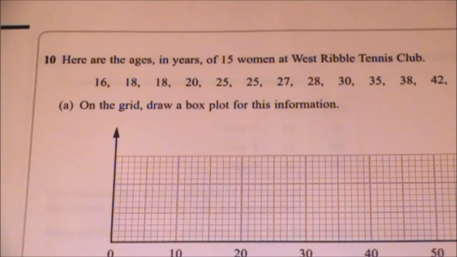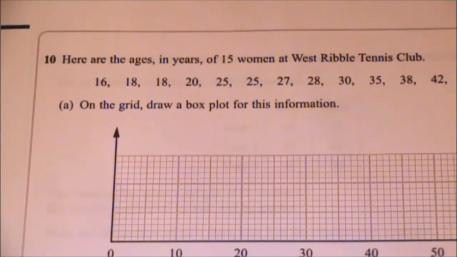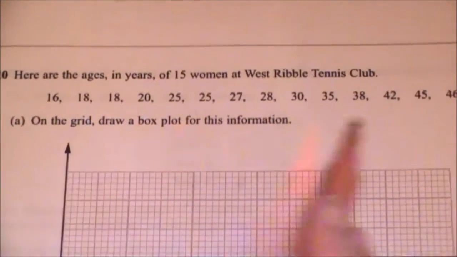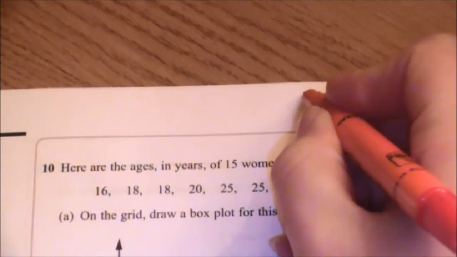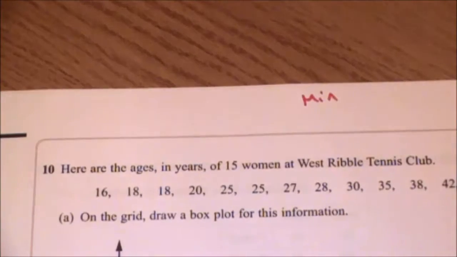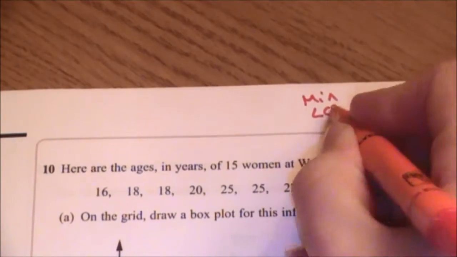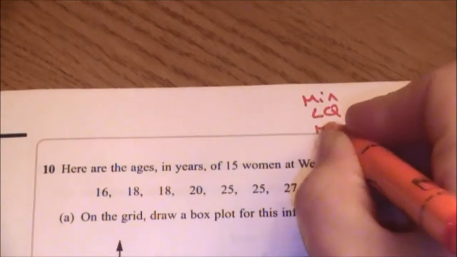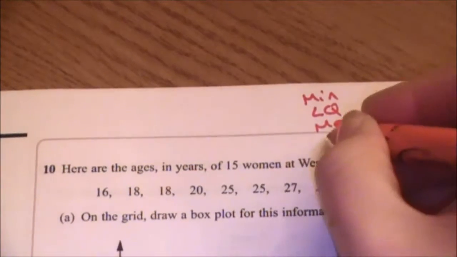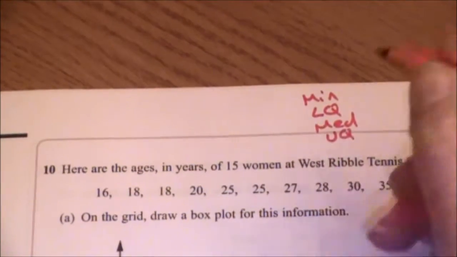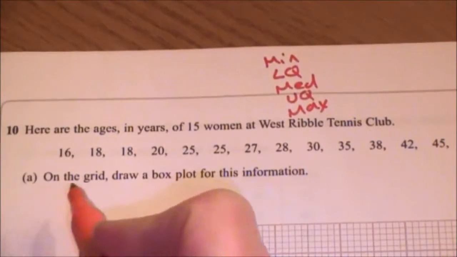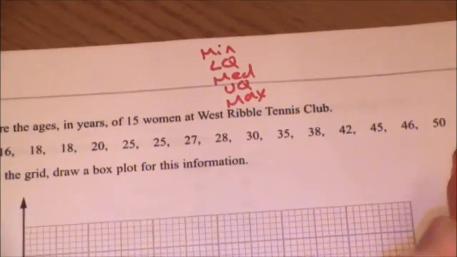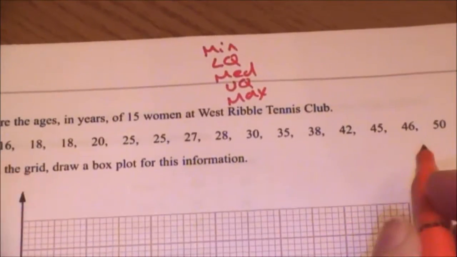Question 10 is a box plot question. Only this time they haven't given you the information that you need. They've given it to you as raw information. Now, for a box plot, I'm just going to remind you that you need a minimum, then your lower quartile, then your median, then your upper quartile, then your maximum. And looking at that data, I can see that they're already in order from smallest to largest.